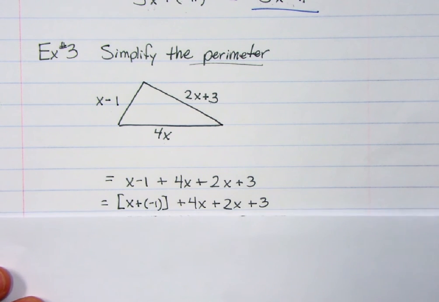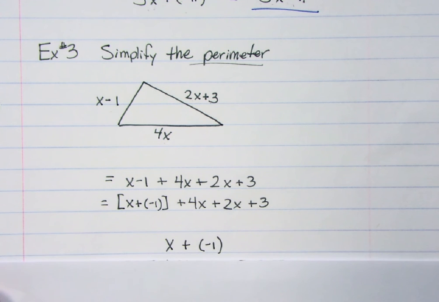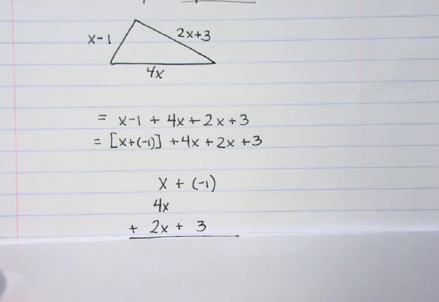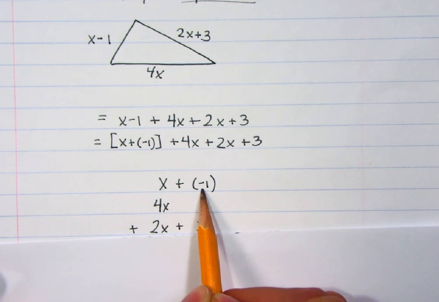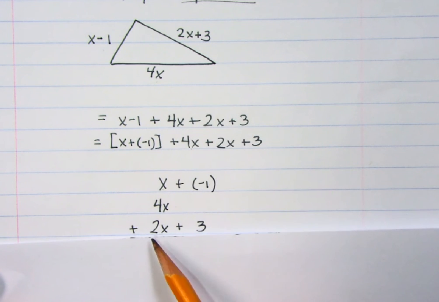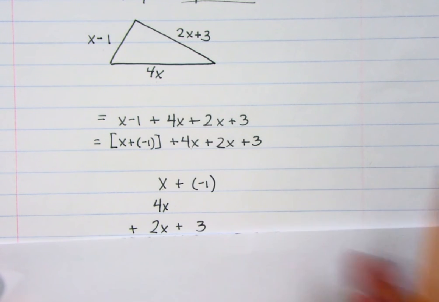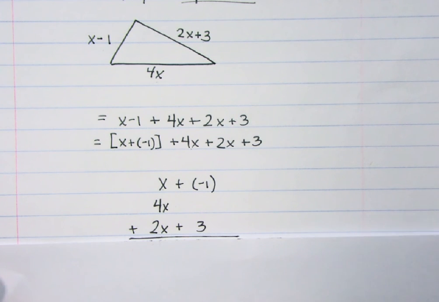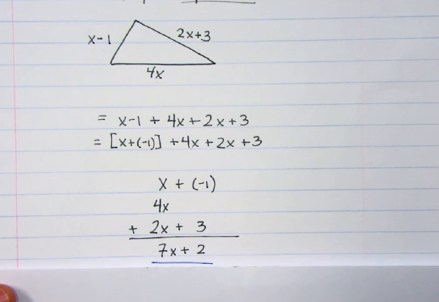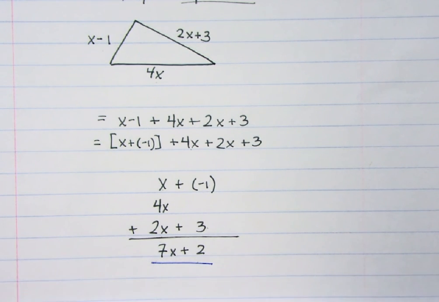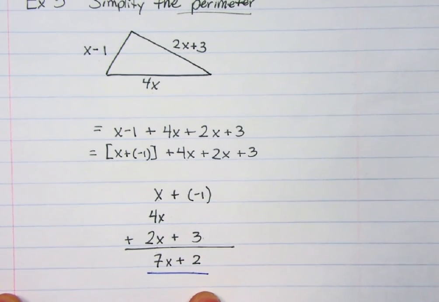I rearranged that, and then I said, hey, look, I'm going to go ahead and write this vertically all in one spot here. x plus a negative 1, or x minus 1, 4x, that was this part here, and then 2x plus 3. If I add all this stuff up together, I can take care of the left-hand side. That's going to give me 7x. And on the other side, 3 plus a negative 1 is positive 2. And that would be my expression that simplifies my perimeter.